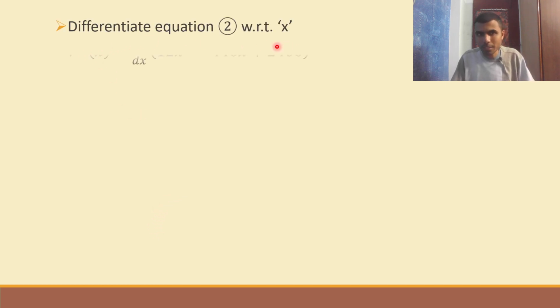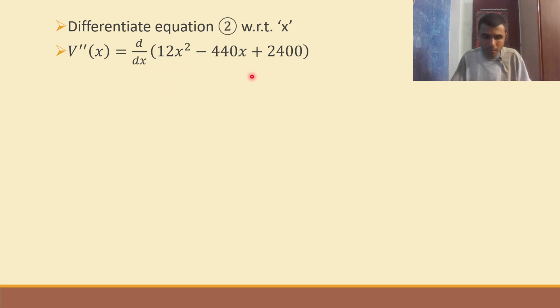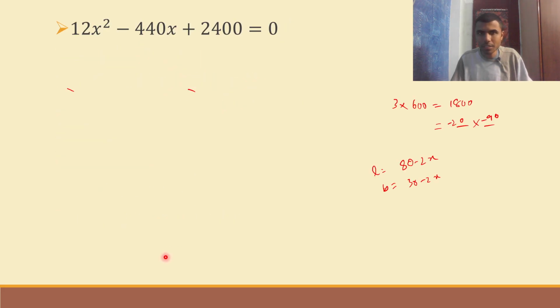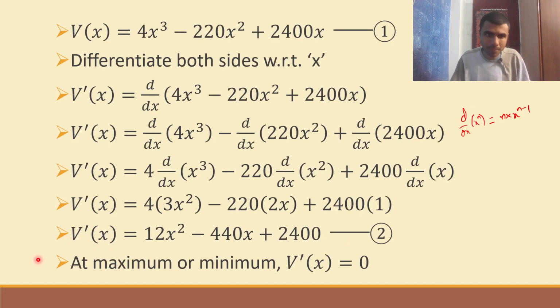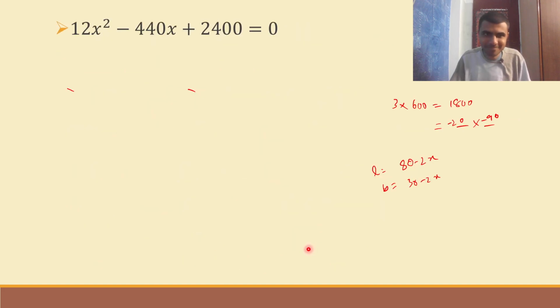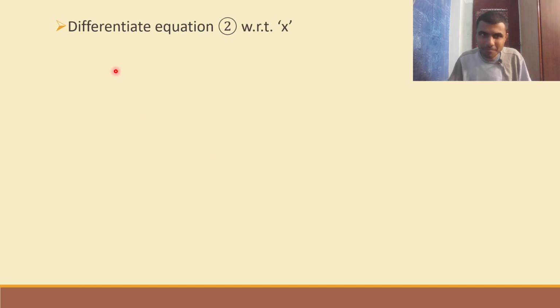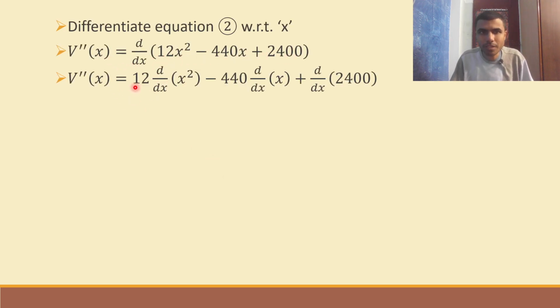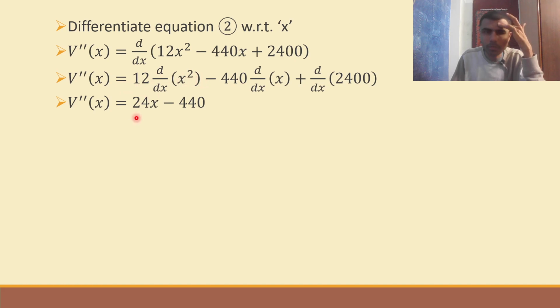Now differentiate equation 2 with respect to x. So V double dash x is nothing but the derivative of this. Just differentiate V dash x again. Now again, the derivative of this I can write as 12 into derivative of x square minus 440 into derivative of x plus derivative of 2400. Derivative of x square is 2x, and 12 into 2x is 24x. Derivative of x is 1, minus 440 into 1 is minus 440, and derivative of a constant is 0.